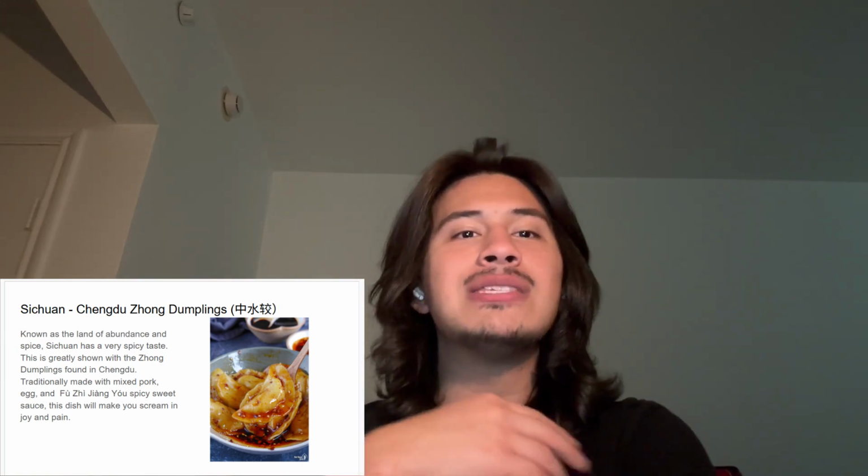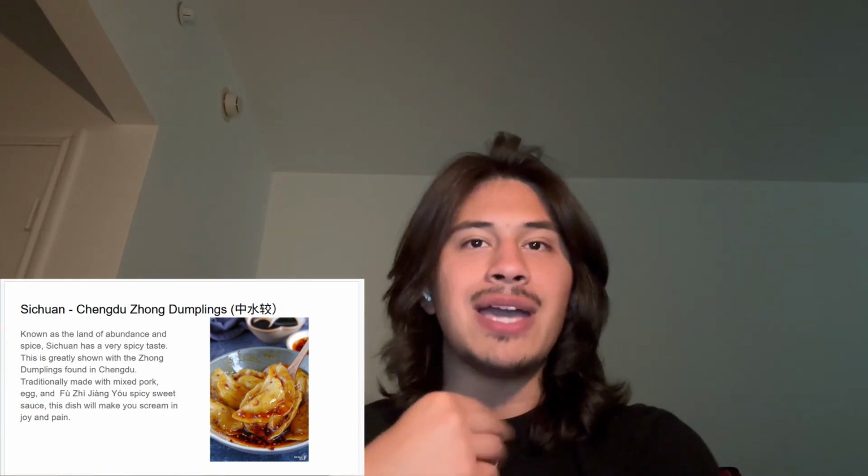The second dumpling we're going to be talking about is the Sichuan Chengdu dumpling, also known as the zhongshui jiao. So Sichuan is really known for its very spicy taste and is also given the nickname of Land of Abundance. The zhongshui jiao is really known for its spicy taste and its fuzhi jiangyou spicy sauce. This dish will make you scream in pain and happiness.